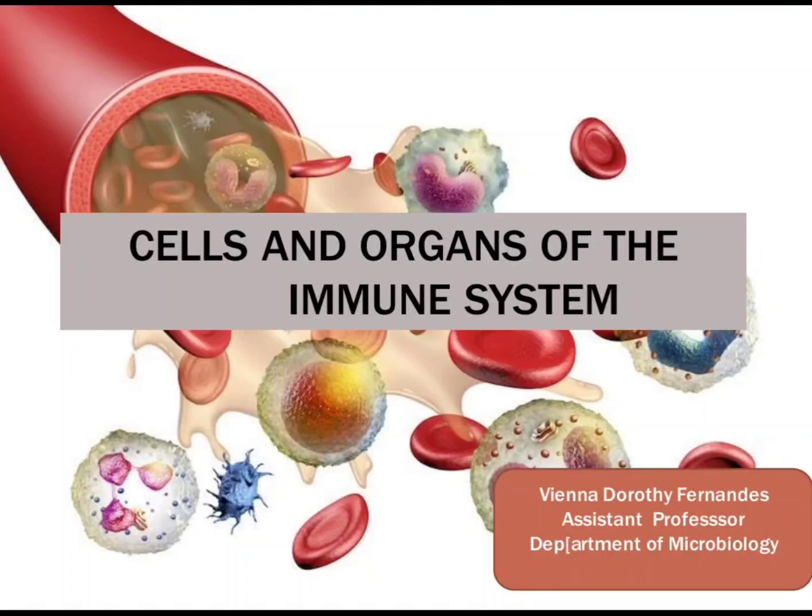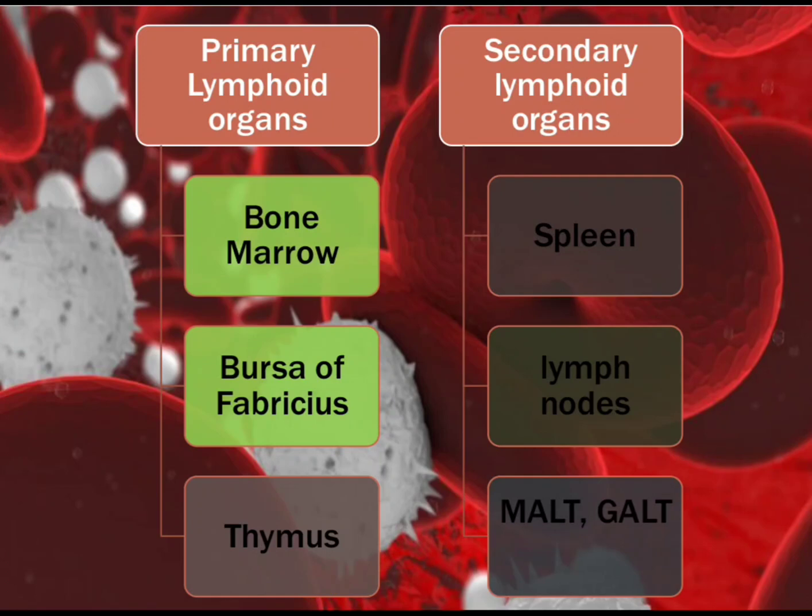Students, we will be talking today about the organs of the immune system. In this class today we will be studying about the primary lymphoid organs. Before that, let's classify the different organs. Now, what do you mean by these lymphoid organs?